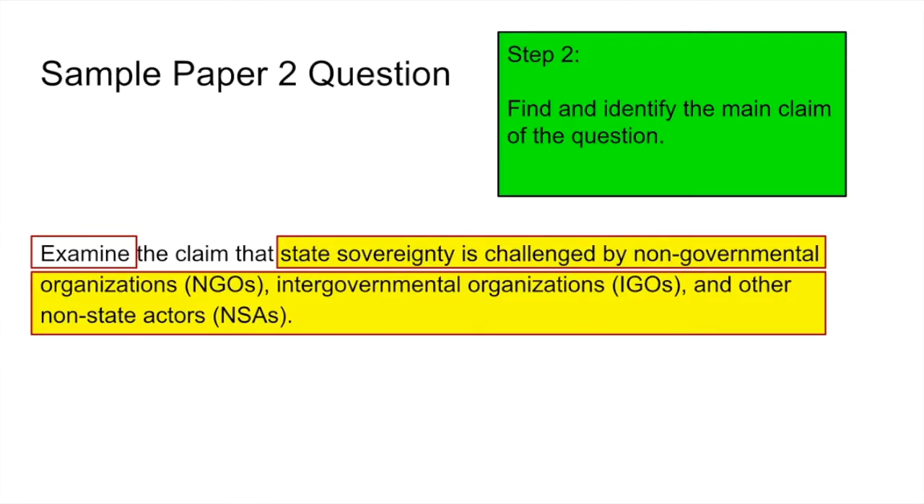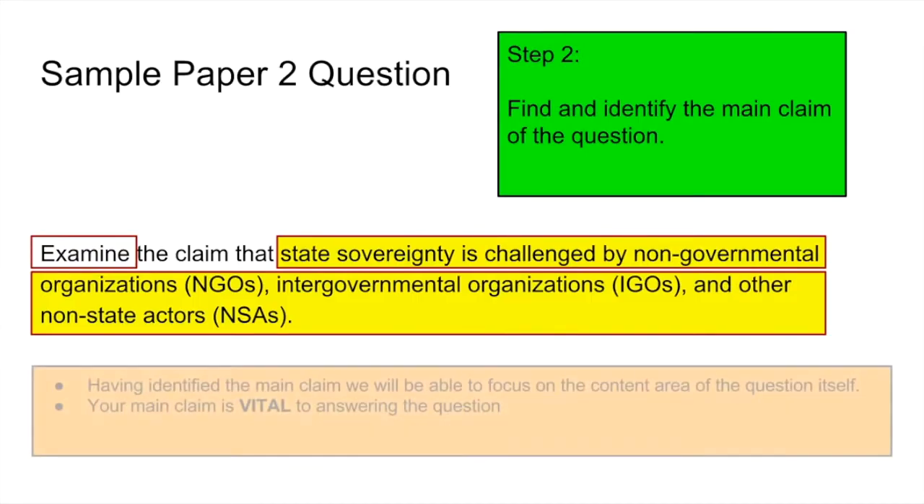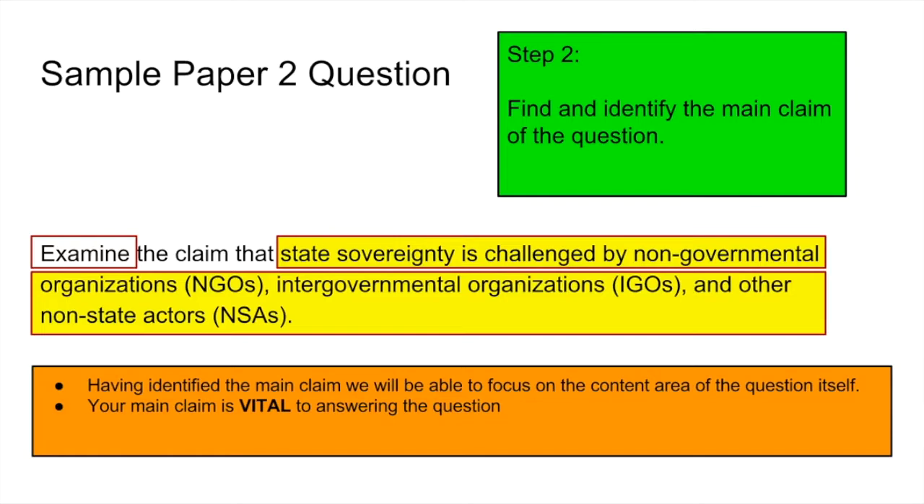So identify your main claim. You can even highlight it or do whatever you need. The main claim here is state sovereignty is challenged by non-governmentals, intergovernmentals, and non-state actors. At this point, what we have is the main claim. This is what the whole entire focus and what content is going to be called into question. This is vital to answering your question. If you cannot find the claim, you really need to come work on that with me. But this is it. That's what you're going to be arguing for about 2 pages right here, that claim. Okay?